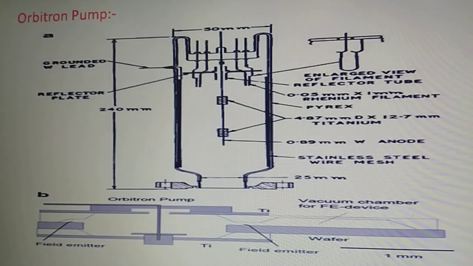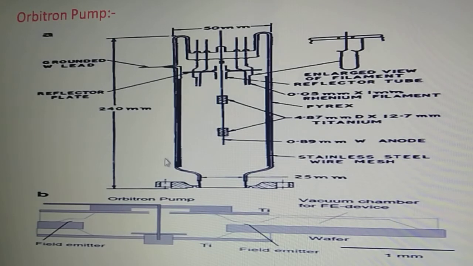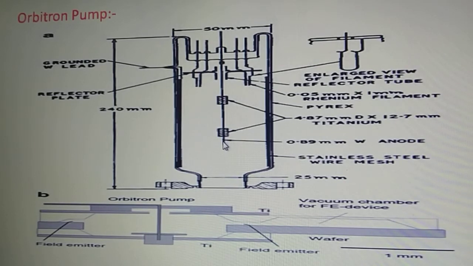So, this is the schematic of the orbitron pump, which has an electrode at the center. You can see this is an electrode, and this is the grounded plate. This is a reflector plate, right? And this is also a reflector tube, and the enlarged view of the reflector plate is shown separately over here, right? And these electrodes, anode and cathode, are of titanium.